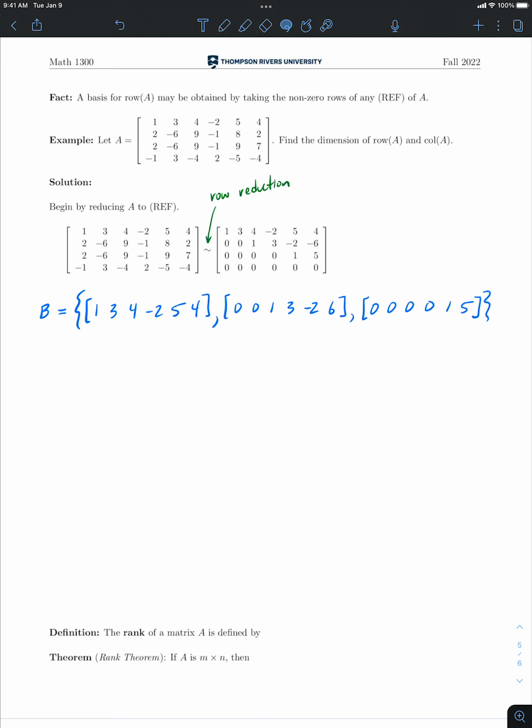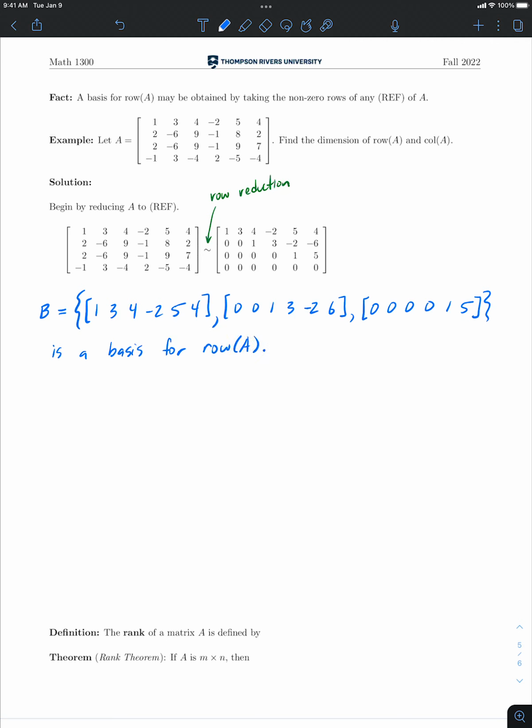I just don't want to confuse anyone, and I want to make it a little bit easier to recognize the fact that these vectors came from rows of this matrix. Okay, so that is a basis for the row space of A.